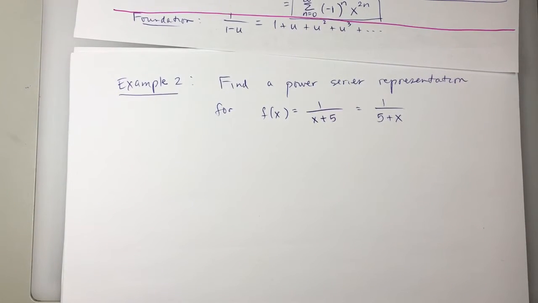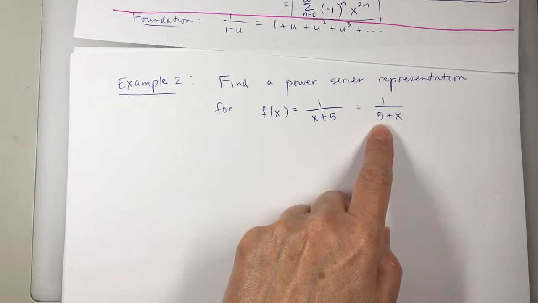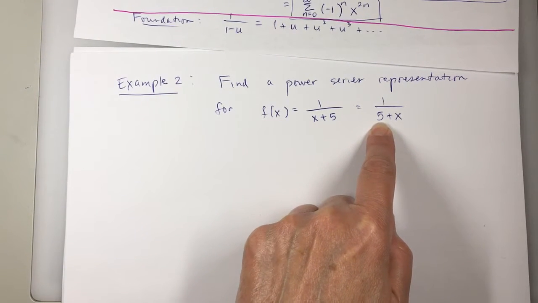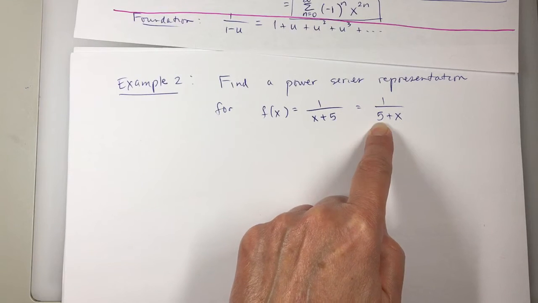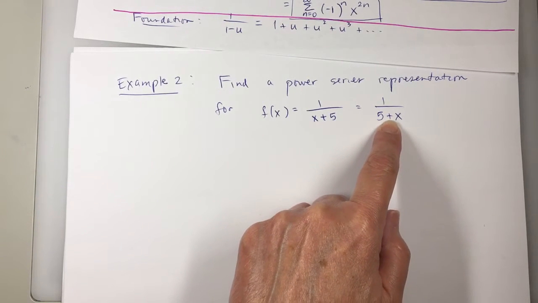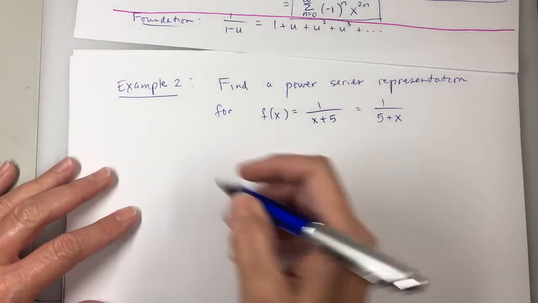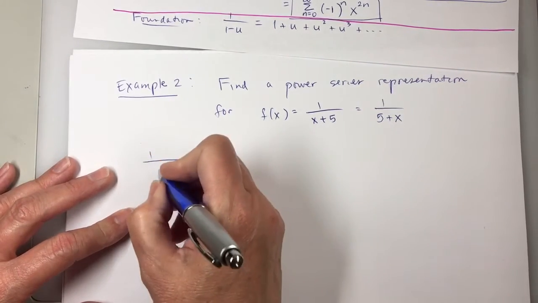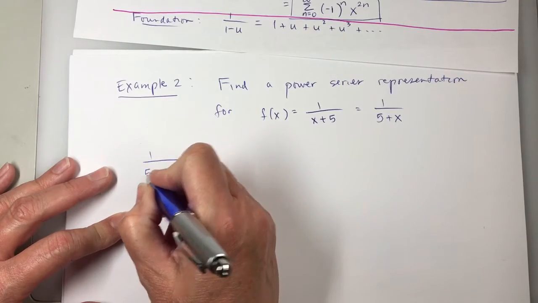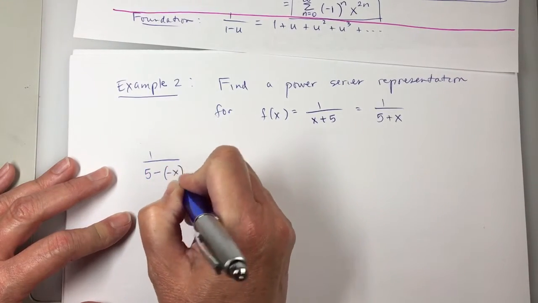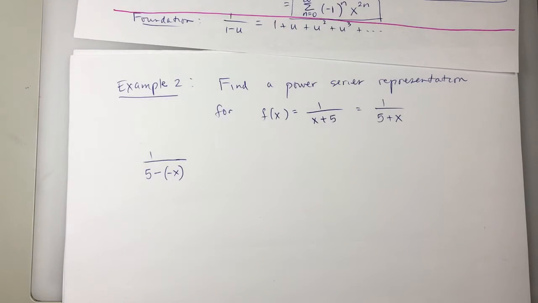I'm looking at what I'm supposed to write as a power series. I'm looking at 1 over 1 minus u, and I'm thinking, okay, I need a 1 in this spot, not a 5, and I need this to be a minus. I know what to do to make it a minus. We'll do this. 1 over 5 minus negative x. So it's a minus. And then I got to take care of that.